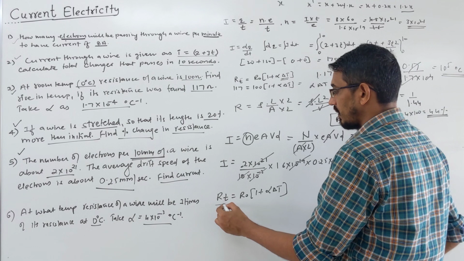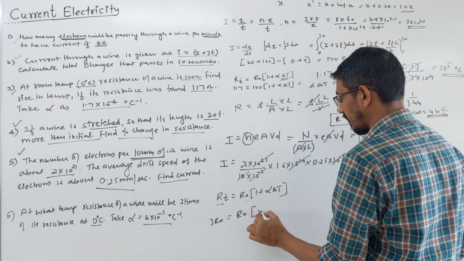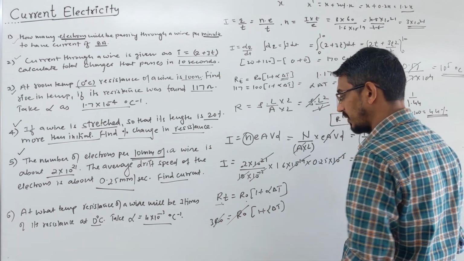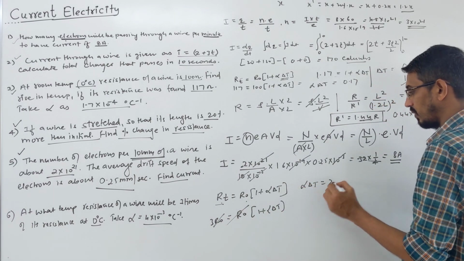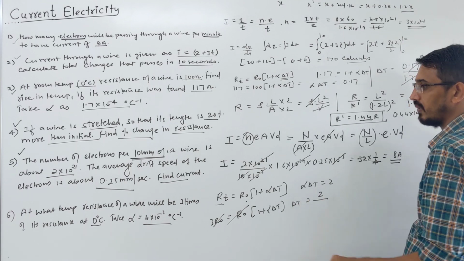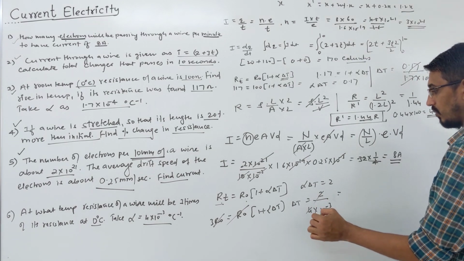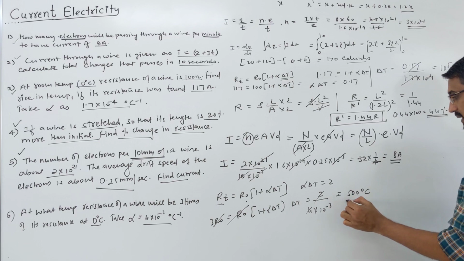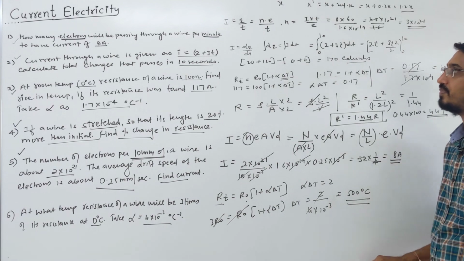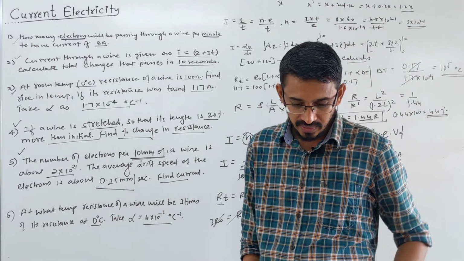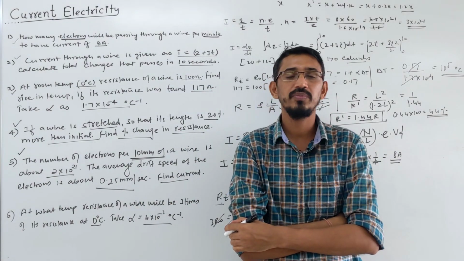So the resistance is given as 3 times the initial. Call the initial R naught. Then 3 R naught equals R naught into 1 plus alpha delta T. R naught gets cancelled: 3 equals 1 plus alpha delta T. So alpha delta T is 2, and we have to find delta T, which becomes 2 upon alpha. Alpha is given as 4 into 10 power minus 3, so this becomes 1 by 2000 times 2, which is 500 degrees Celsius. This is the temperature change required to make the resistance 3 times the initial. Okay, these were some questions based on the first basic part of this chapter, current and drift velocity.